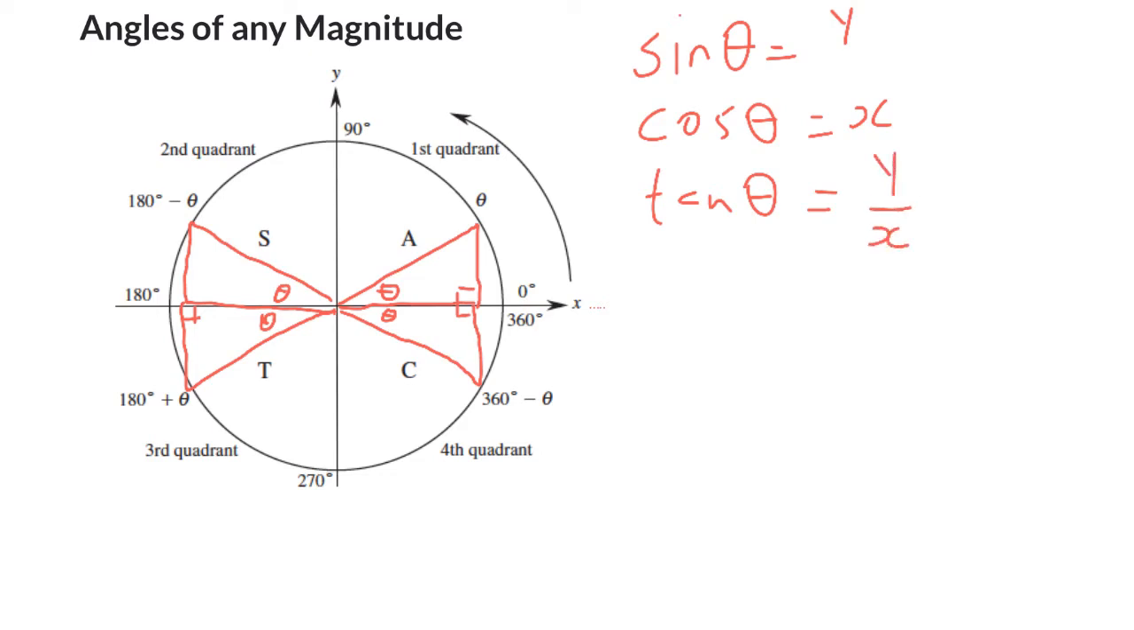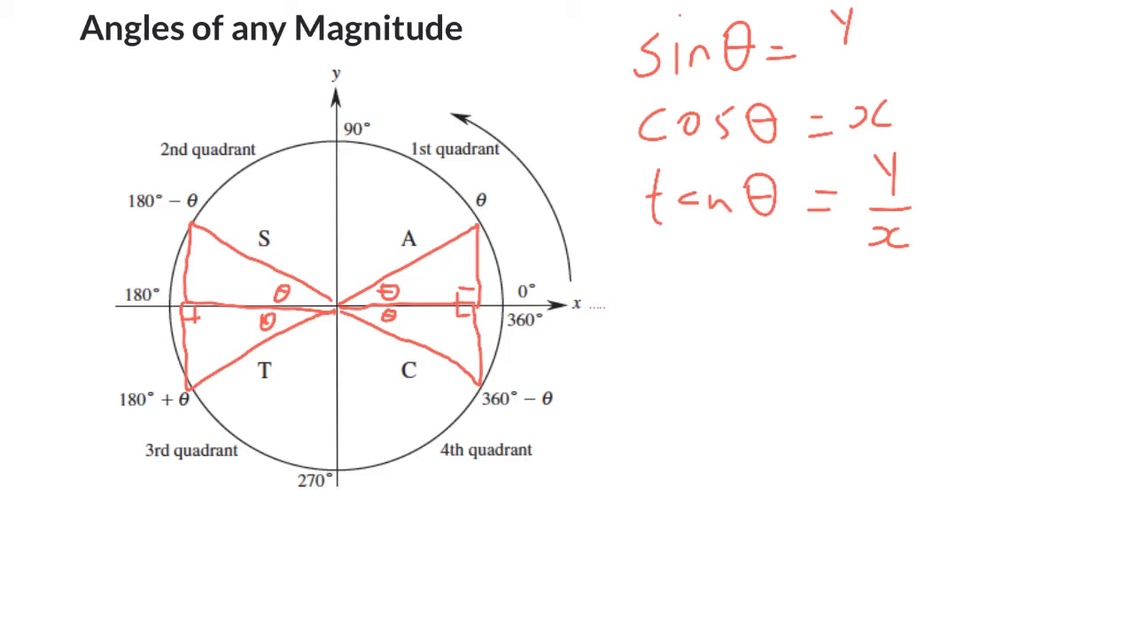So, using those things here, when y is negative, sine is going to be negative. That's these two quadrants down here. That's where sine is going to be negative because y is negative. In the same way, when x is negative, cosine is going to be negative. That's these two here.